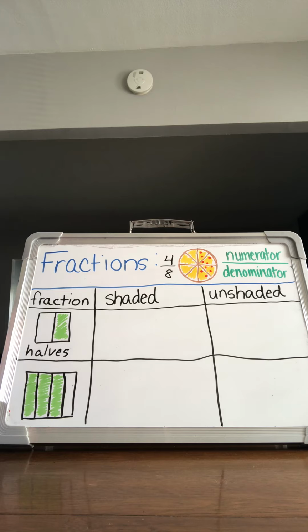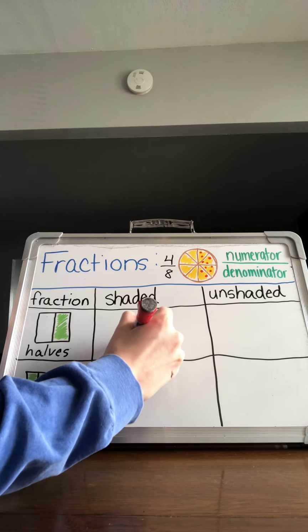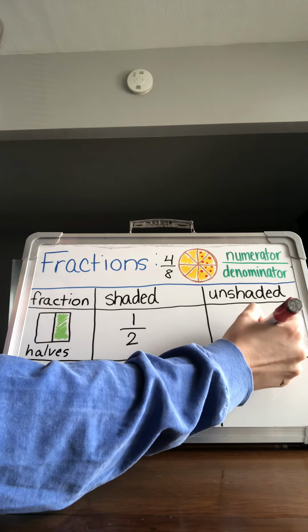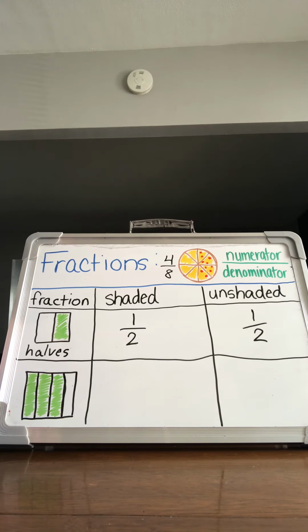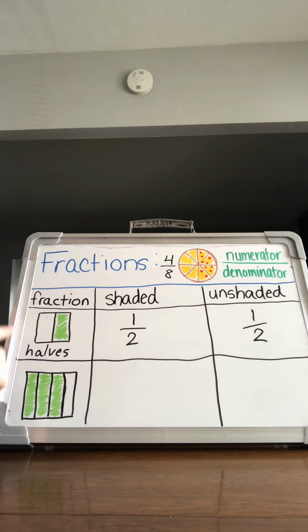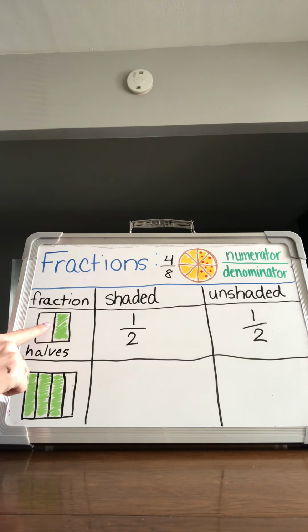Now we can see how many are shaded. How many pieces of the whole are shaded? Well, one piece of the whole, 1 out of 2, 1/2 is shaded. How many pieces are unshaded? 1 of 2 pieces are unshaded. 1/2 is unshaded. So we found our fractional unit, halves, and that stays the same. Our denominator never changes. Because we had halves, we had an option of 1/2 being unshaded and 1/2 being shaded.